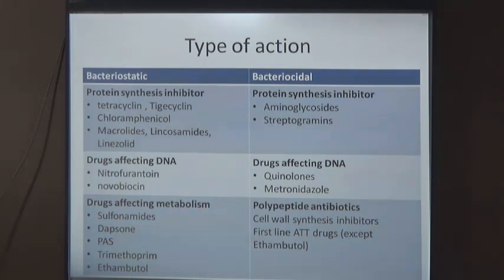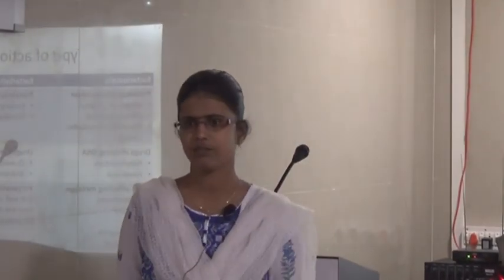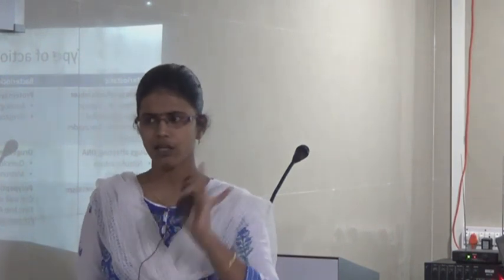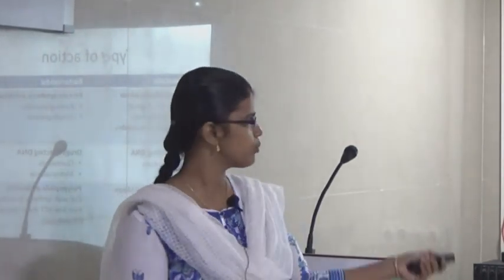Because the initial step is, so bactericidal. And first line ATT drugs except ethambutol. Ethambutol here is bacteriostatic. So if you are studying ATT drugs, you have to read the difference. Ethambutol is bacteriostatic. Other drugs are bactericidal. So among bactericidal: all cell wall synthesis inhibitors, ATT drugs except ethambutol, protein synthesis inhibitors like aminoglycosides and streptogramins, and DNA synthesis inhibitors, quinolones and metronidazole. It is easy to remember these bactericidal drugs. So you can write.